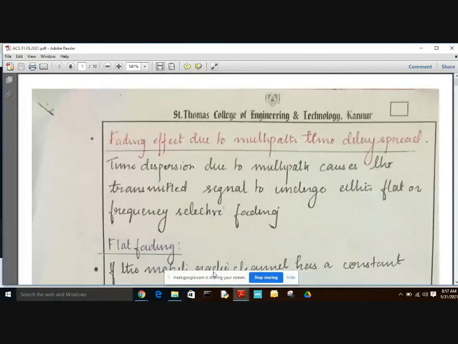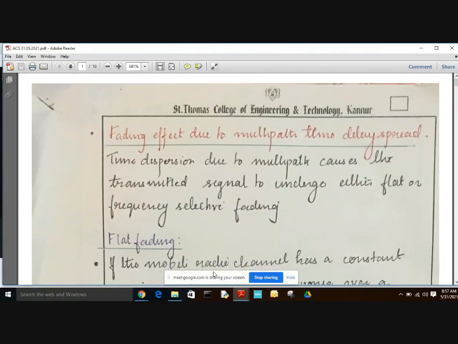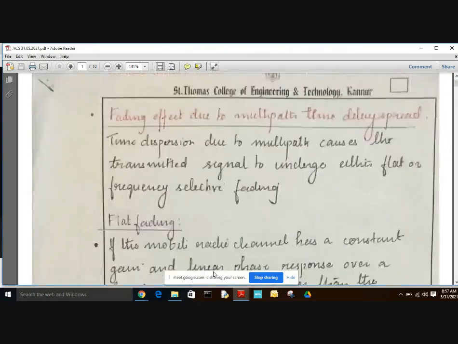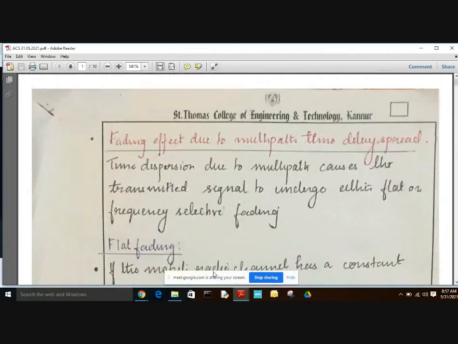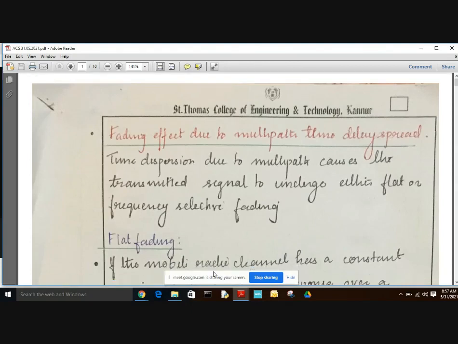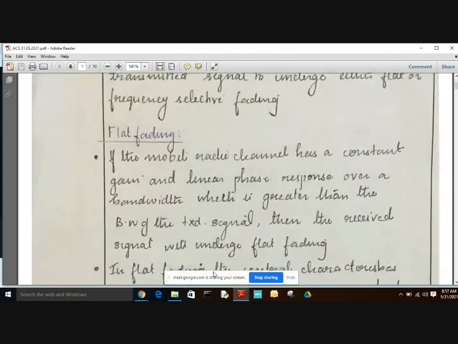Now we'll learn about the fading effect due to multi-path time delay spread. Based on that, we have two categories, that is flat fading and frequency selective fading. The time dispersion due to the multi-path causes the transmitted signal to undergo either flat or frequency selective fading. So based on the time dispersion of this multi-path, we have either flat or frequency selective fading. So going on to flat fading.